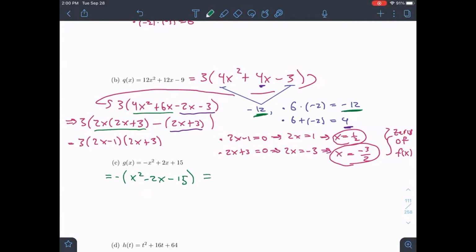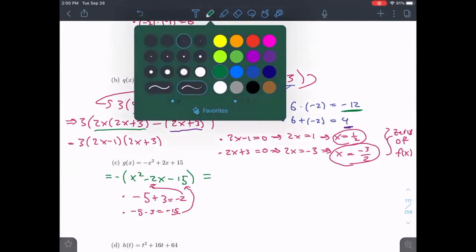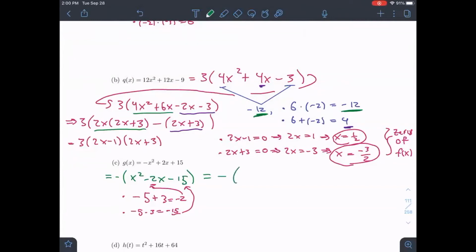So you can see that -5 plus 3 is going to be equal to -2, which is this coefficient right here. And then we also have that -5 times 3 is equal to -15, which is the constant term right here. And so this is just going to be equal to -1 times x minus 5, and then times x plus 3, the two numbers we found that add into -2 and multiply into -15.